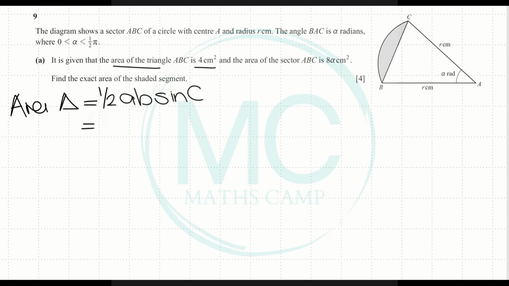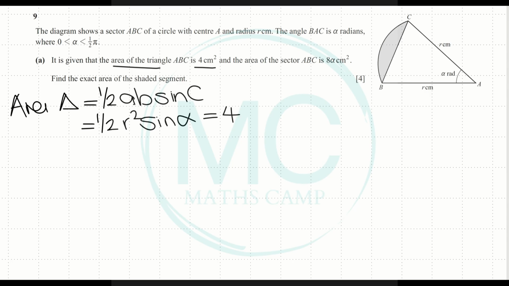A and B are the radius r. So this becomes 1/2 multiplied by r multiplied by r again. So we get r squared sine the given angle, which is alpha. And we can see that this is equal to 4.